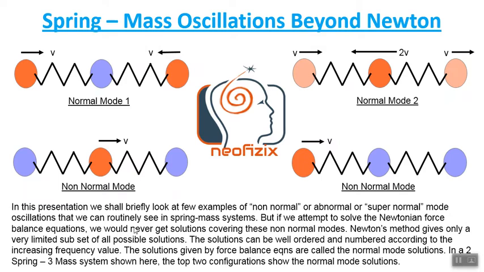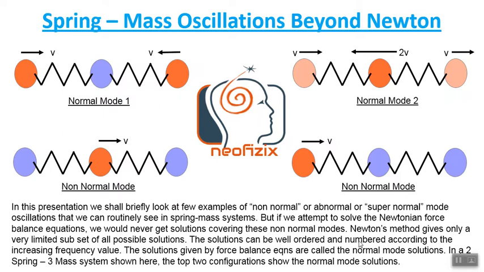In this presentation, we shall briefly look at a few examples of non-normal or abnormal or supernormal mode oscillations that we can routinely see in spring mass systems. But if we attempt to solve the Newtonian force balance equations, we would never get solutions covering these non-normal modes. Newton's method gives only a very limited subset of all possible solutions.